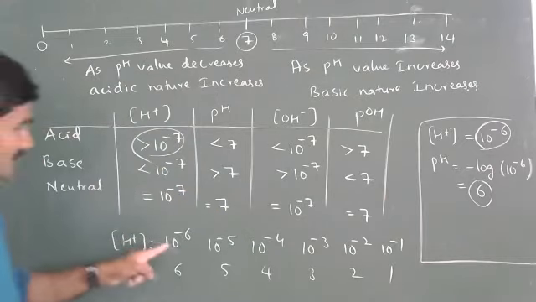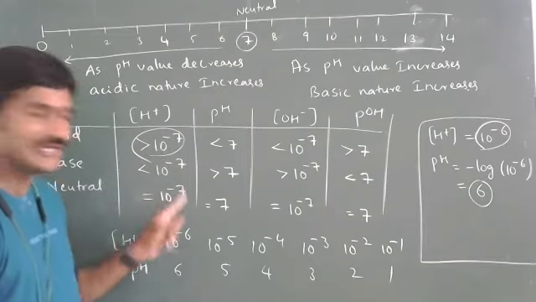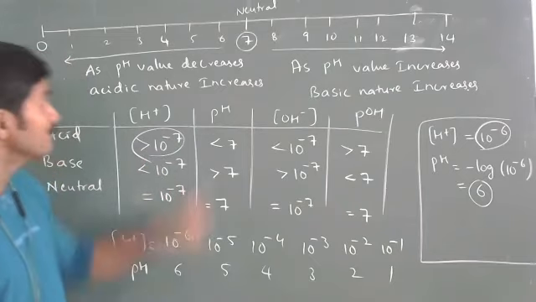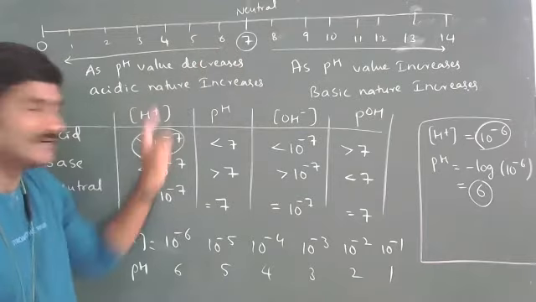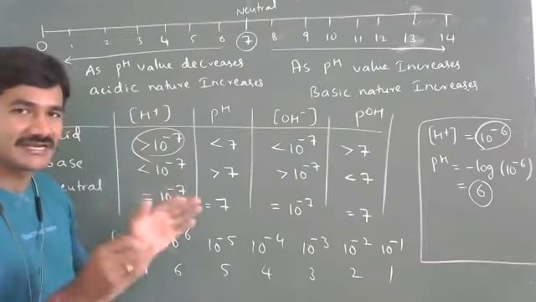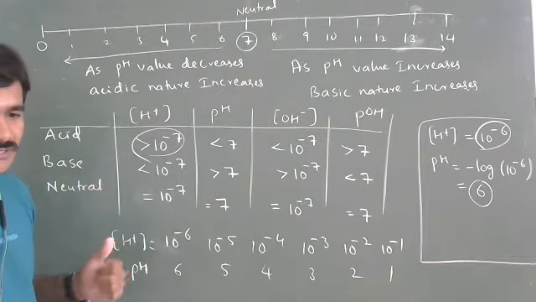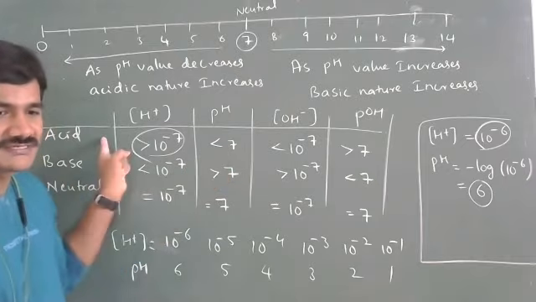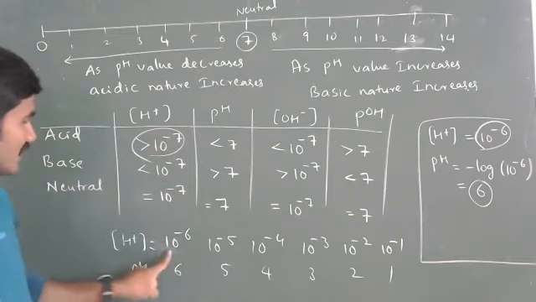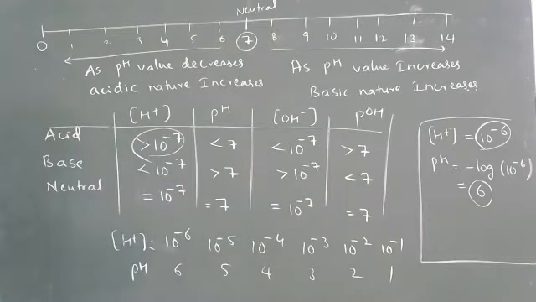If you take the H plus concentration greater than 10 power minus 7, then only you will get pH values between 0 to 6. Understood? That's why it is written less than 7. When you get a pH value less than 7 for acids, it is because the H plus concentration is greater than 10 power minus 7.